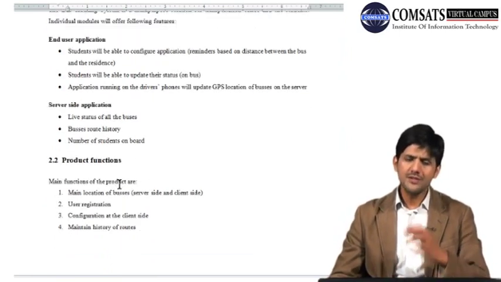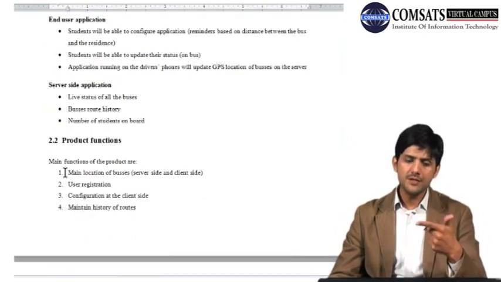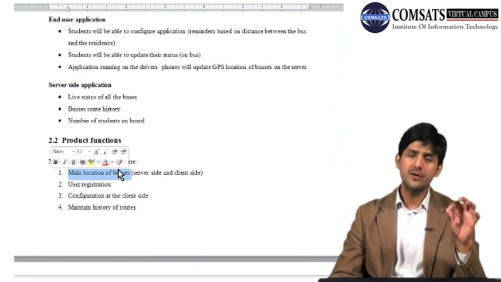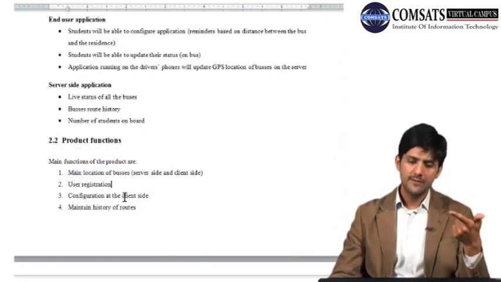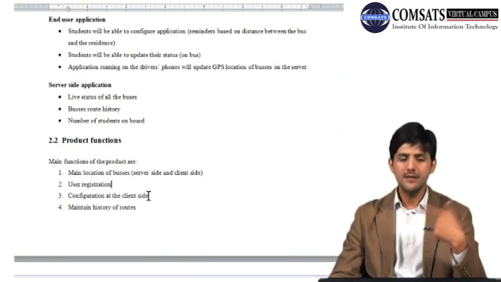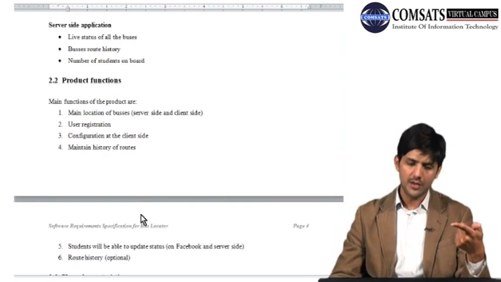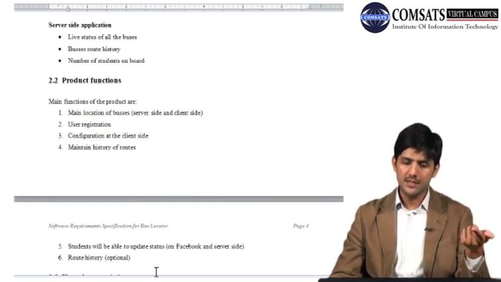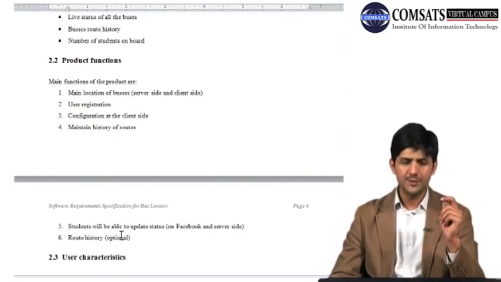And the next section is product functions. Again, we are talking about some of the functions of the product. So what are the main functions? The location of buses on the server side and the client side is one of the main functions. Then user registration is another main function. Then configuration at the client side is another. Maintaining history of the routes is another function of the product. And the student will be able to update their status on social websites such as Facebook and on the server side as well. The route history would be maintained, which is kind of optional.